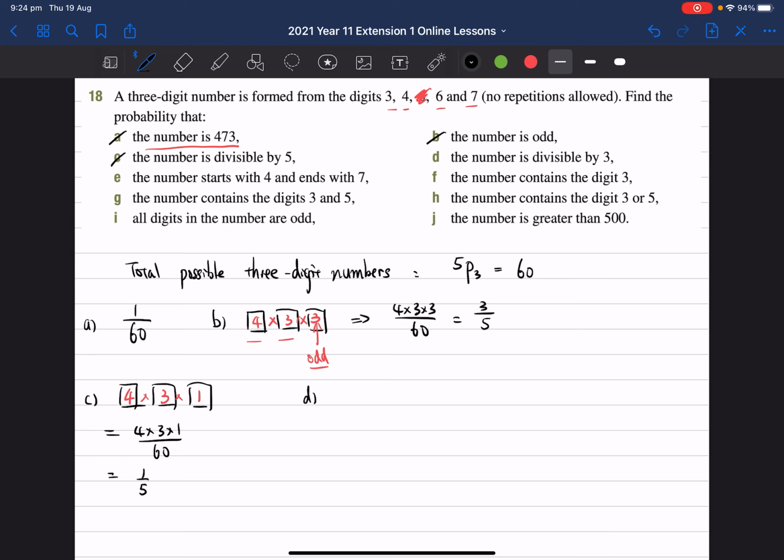Now question D. The number is divisible by 3. Now this is a bit difficult, with divisible by 3. Firstly, you need to think about, if the number is divisible by 3, what's the smallest number that's divisible by 3 when you select all of those numbers there?